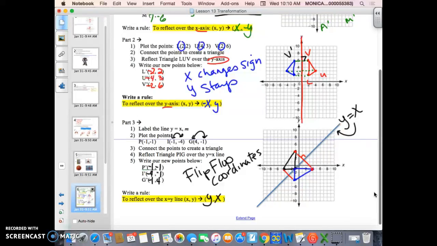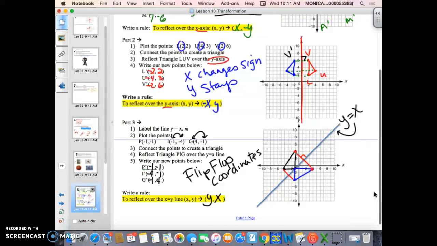Okay, and so what you should have noticed is that your coordinates flip-flop again. So this time, if it was originally in the y position, it's going to flip to the x position, and if it was in the x position, it's going to flip to the y position. So you can see that the two numbers just switch spots.